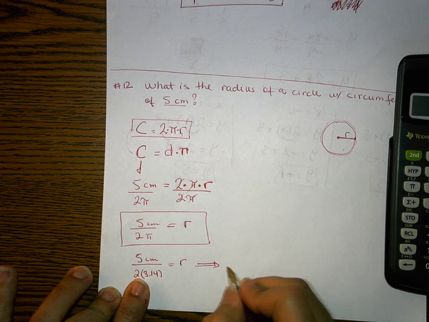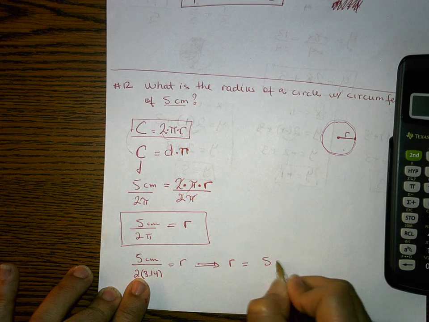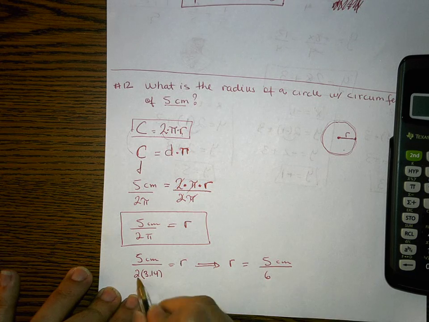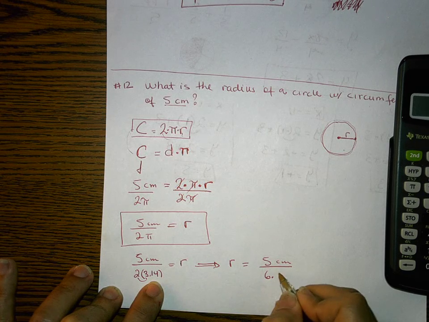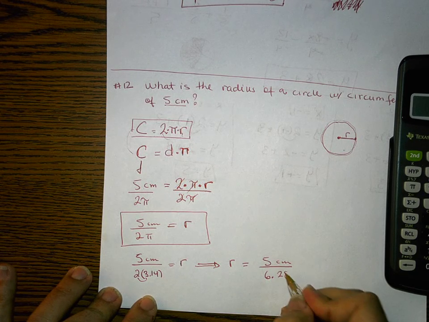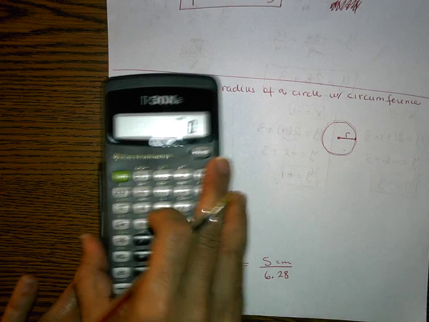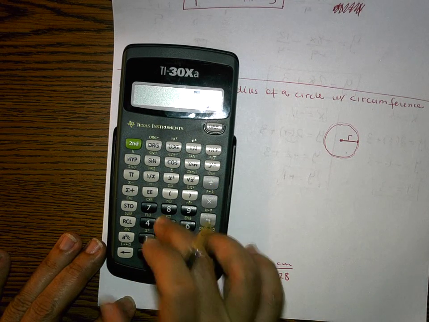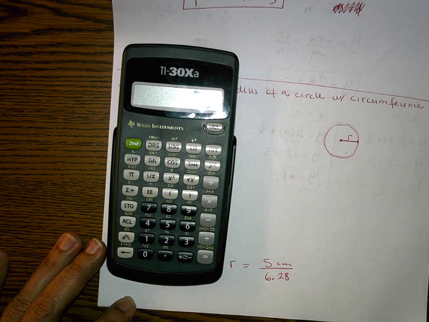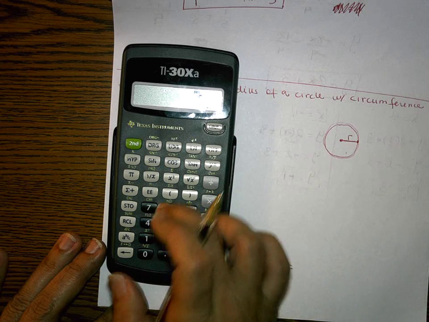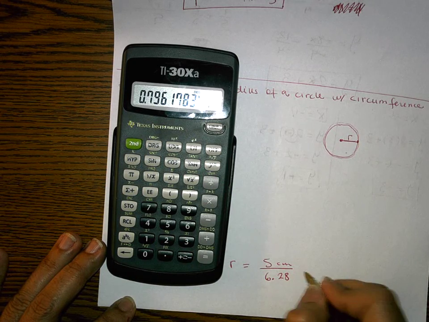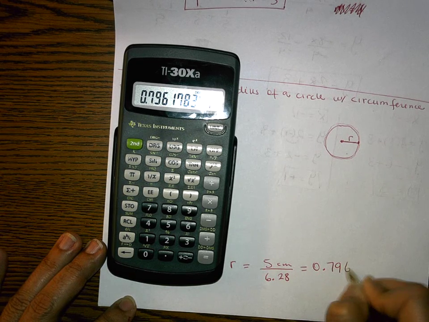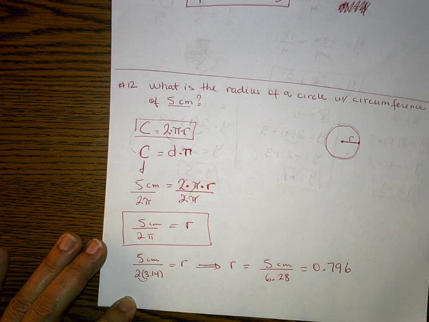The radius is 5 centimeters divided by 2 times 3.14, which is 6.28. We just did that in our calculator. Let me use it right here because we have decimal values. 5 divided by 6.28 equals 0.796. And that is the answer for our radius.